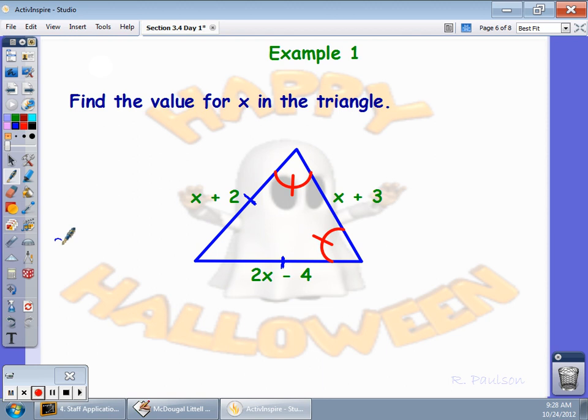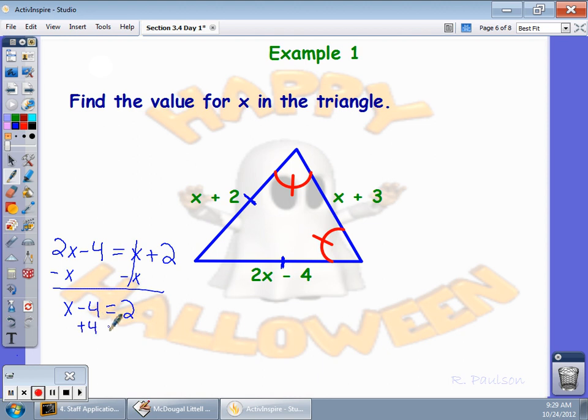We know that one side equals 2x minus 4, and the other side equals x plus 2. Remember, if the angles are equal, then the sides are equal. So now we have an equation that is going to allow us to solve for x. If we subtract x from this side, we're going to have x minus 4 equals 2.